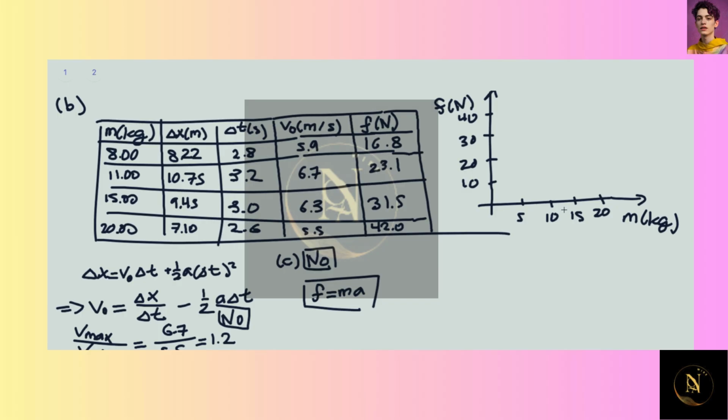So we have 8 and then 16.8 about here. 11 and then 23.1 goes about here. 15 and 31.5 goes around there. And then 20 and 42.0 goes around there. And then you're going to try to draw a straight line that fits the data. And then this is our equation F equals ma that governs that slope.